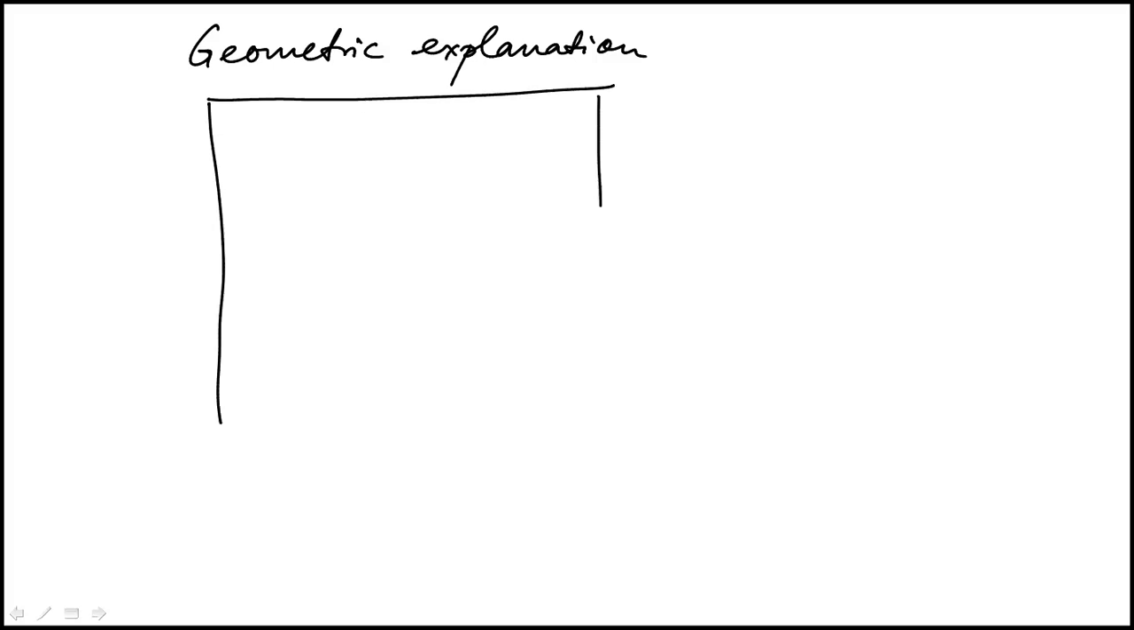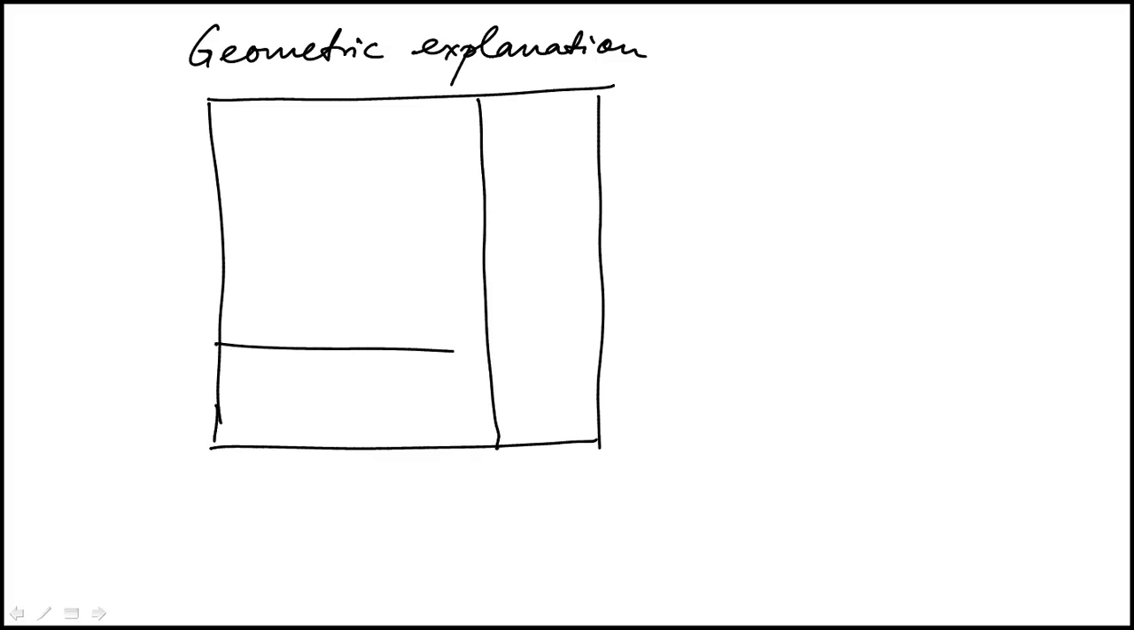Now, I do want to give you a quick geometric explanation. This does help a lot of students. You don't necessarily need to know it, but it's just for making it a little bit easier to think about this relationship. So I'm going to draw a square, and this I'm going to call A.